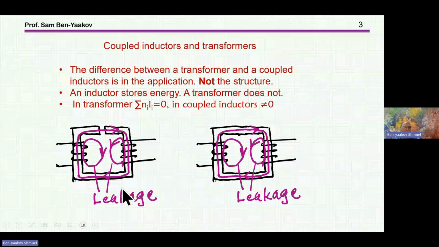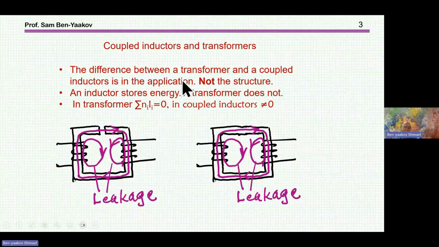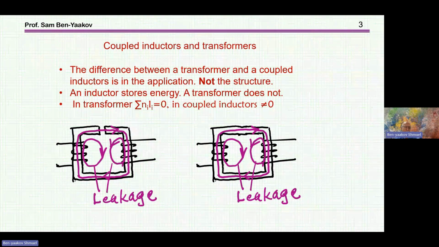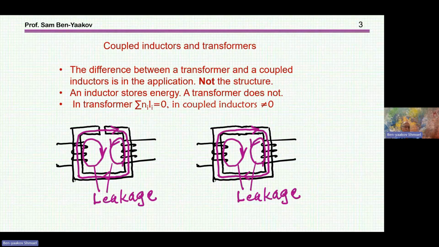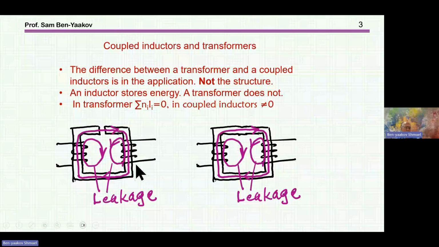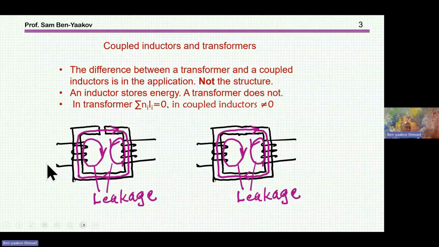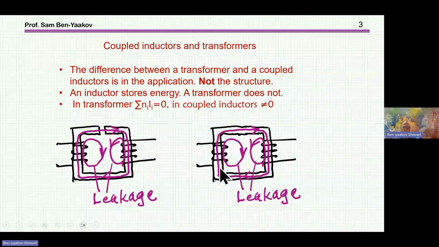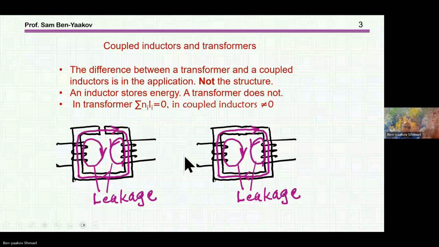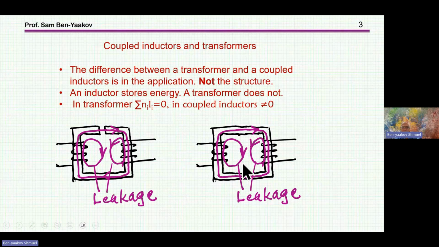Now, what is the difference between coupled inductors and transformer? The difference is in the application, not in the structure. They could look the same. The point is that coupled inductors are storing energy. That is, you can have energy coming in one side and also coming in from the other side, at the same time. On the other hand, when we are talking about a transformer, what we mean is that we have an element in which the input power is going out at the same instant to the output, so there's no storage here. So the element here is transparent to the power. So this is the main difference.